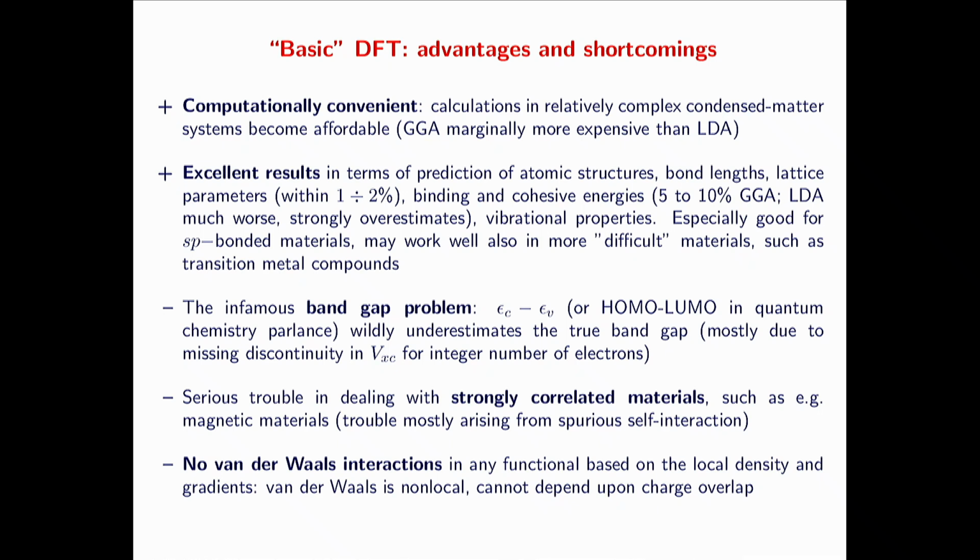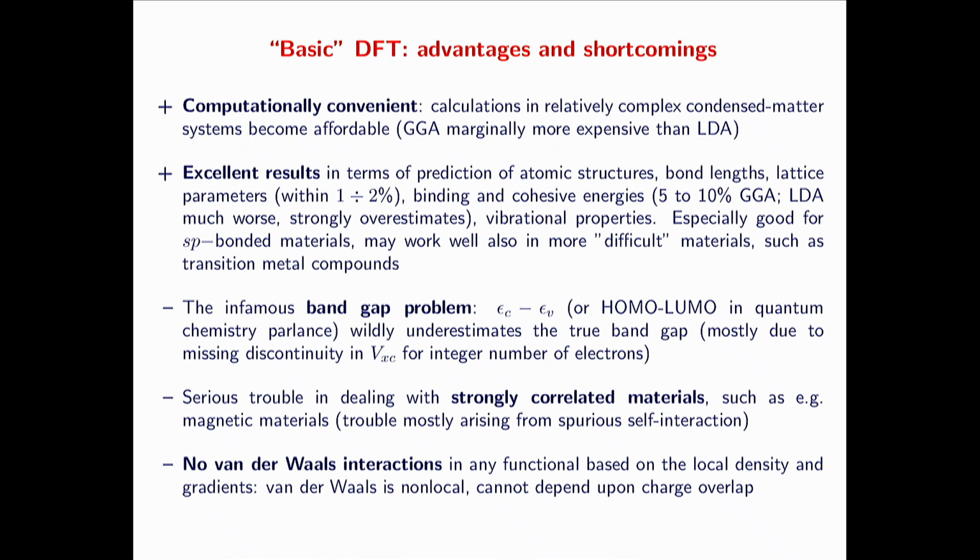But there are known problems, and one of them is the infamous band gap problem. In principle, you would like to have the difference between the highest occupied valence orbital and the lowest unoccupied conduction orbital, or HOMO-LUMO in quantum chemistry dialect. You would have this difference of the eigenvalues be your band gap. It is not. It is wildly underestimated. You may even have cases in which your semiconductor turns into a metal.